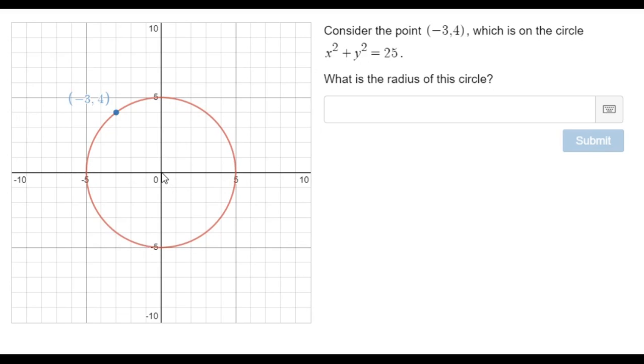So the radius is the measure from the center out. So it looks like it's 5. You can actually get that from the equation. Remember the formula for a circle, this right here is going to be the radius squared. So 5 squared equals 25. So we know that the radius is 5.